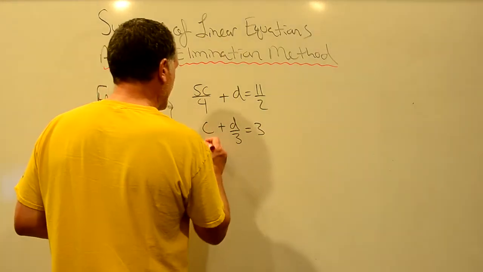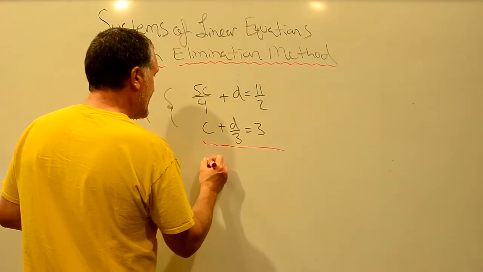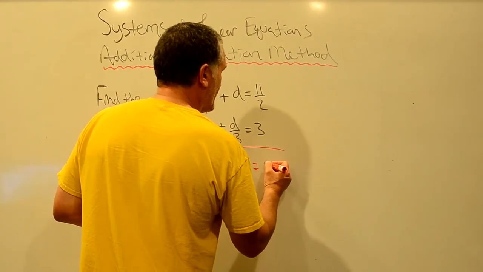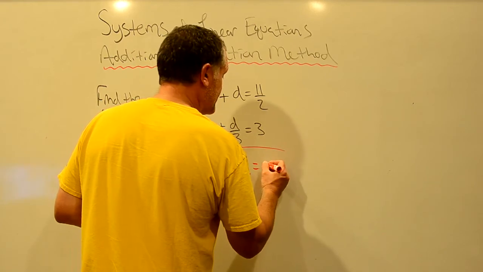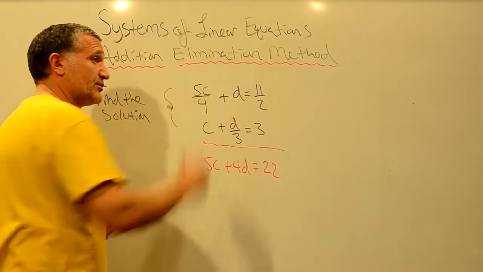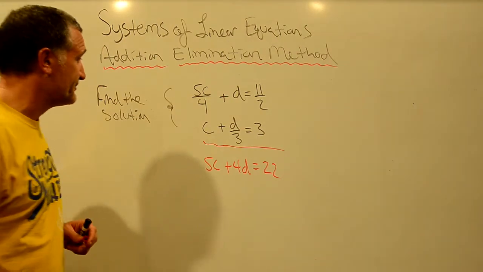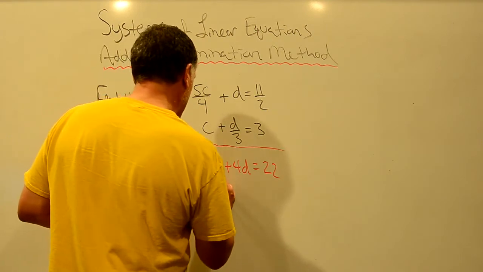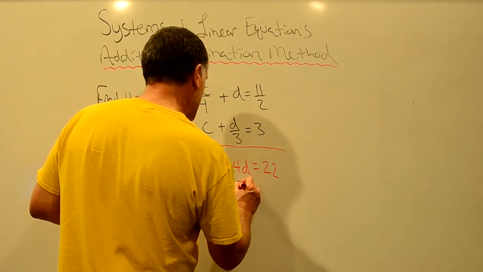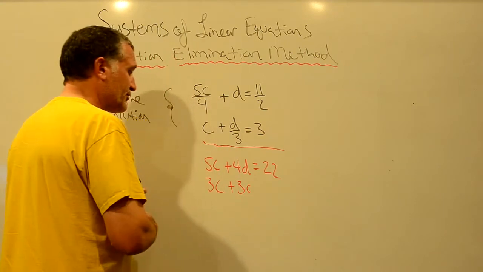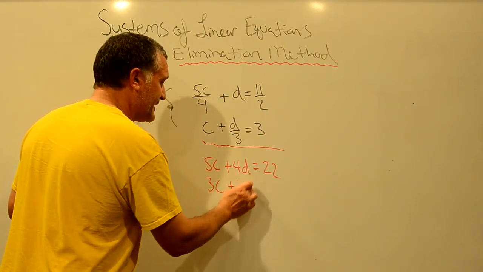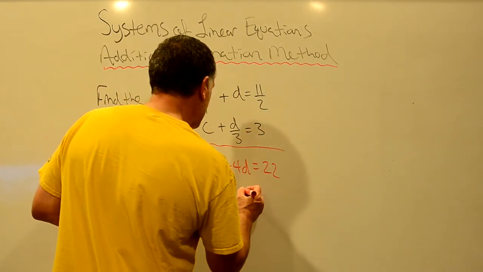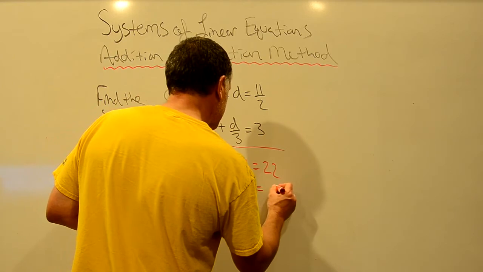If I take that top equation, multiply every term by 4, what do I get? I get 5c plus 4d equals 4 times 11 is 44, divided by 2 is 22. Or should I say 2 goes in the 4, 2 times 11 is 22. Make life easy. Second equation, I'd multiply every term by 3, and I would get 3c plus d, sorry about that. That's the whole reason we're multiplying it by 3, so we can get rid of that denominator. 3c plus d equals 9.